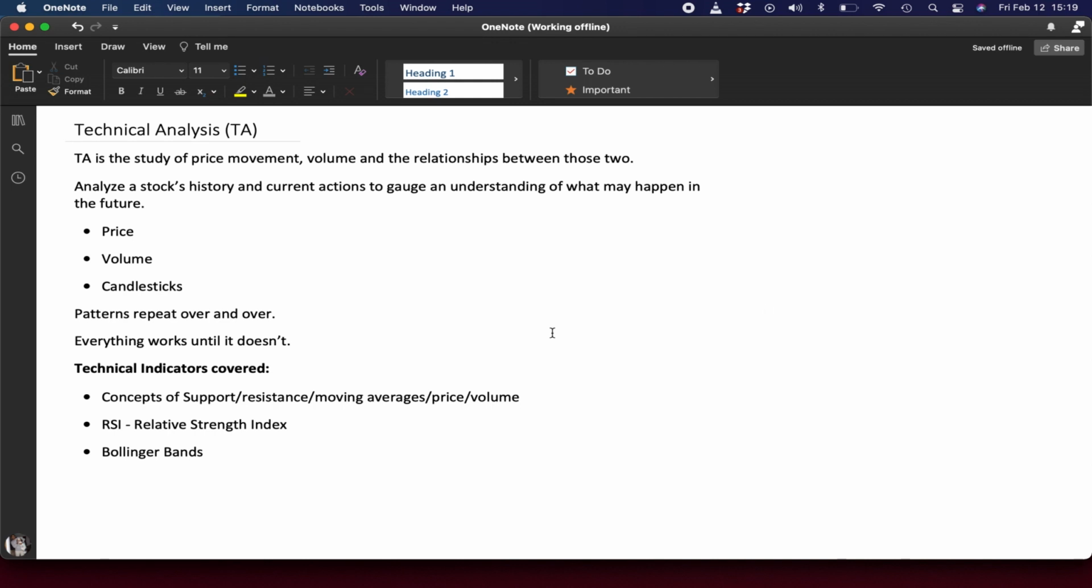So the indicators that I'd be using from time to time in this course would require high-level explanation, and they will be covered at various other points in the videos once you go through. So I'll be going through some concepts of support, resistance, moving averages, price action, volume, relative strength index, and then Bollinger Bands. I think these will give you a very high-level overview of what you'll be going through in this course to help take your trading to the next level.